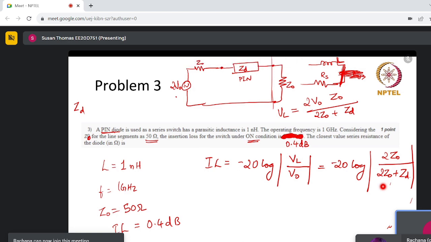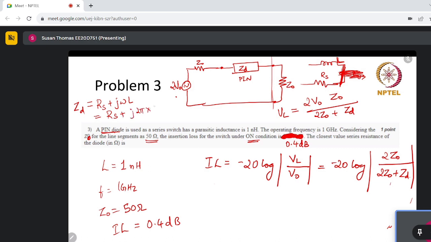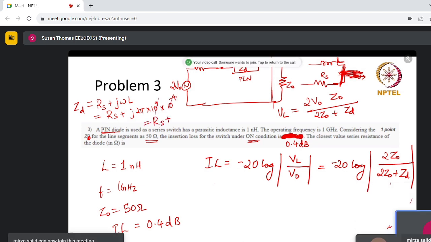Okay, so the final equivalent impedance of the diode can be written as RS plus j omega L. RS is not known to us. Omega is 2 pi F, F is 1 gigahertz, 10 power 9. L is 1 nanohenry, so that is again 10 power minus 9. So this gets cancelled and finally the impedance is RS plus j 2 pi. RS plus j 2 pi is ZD.